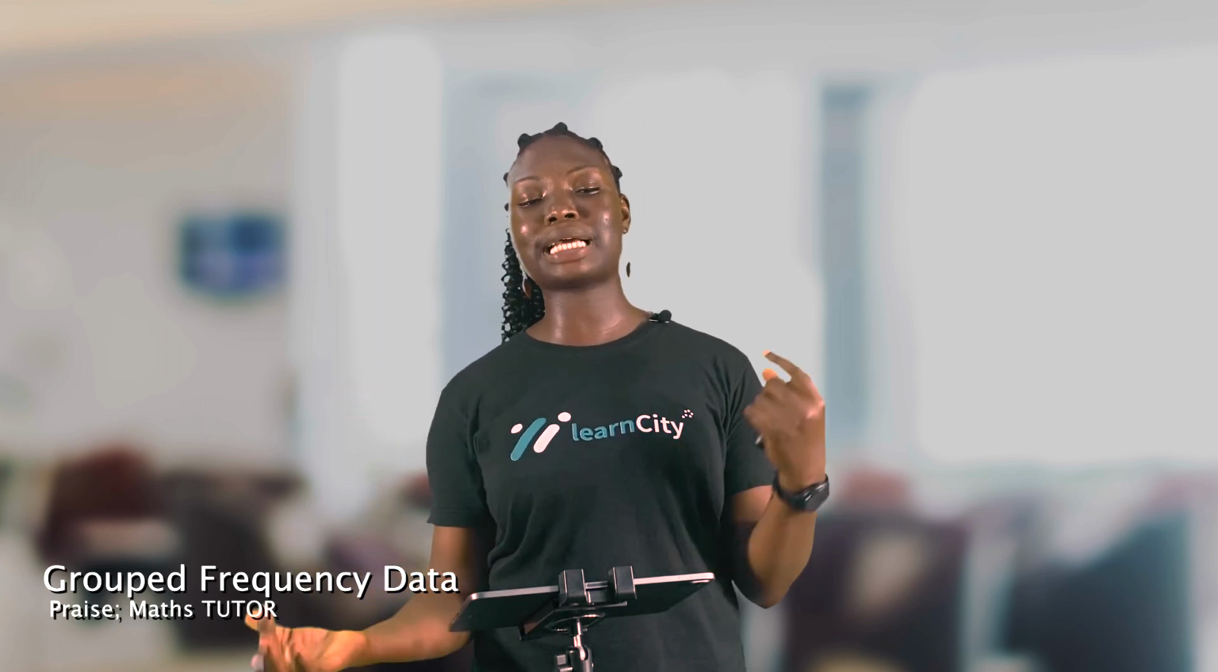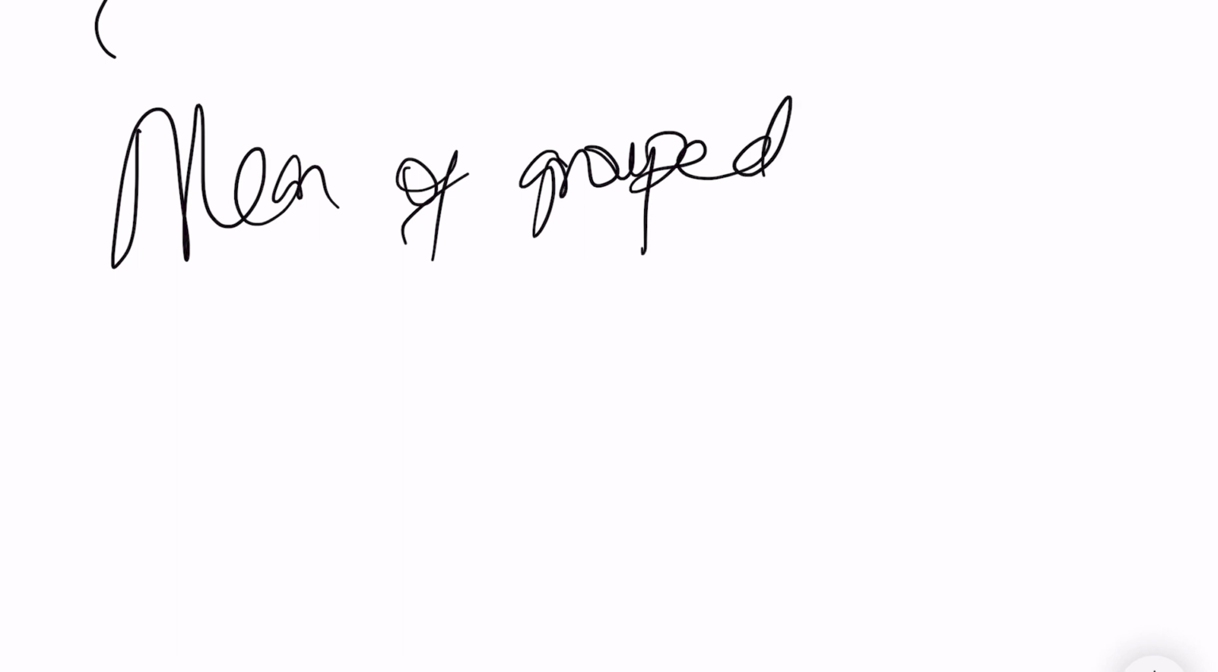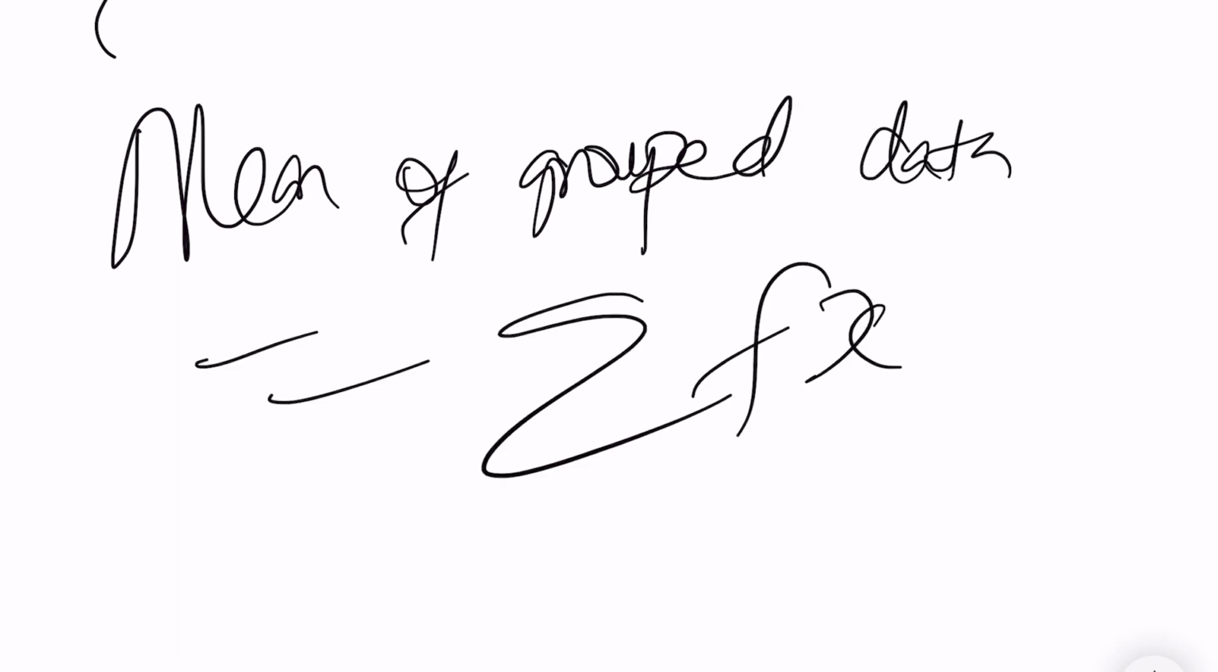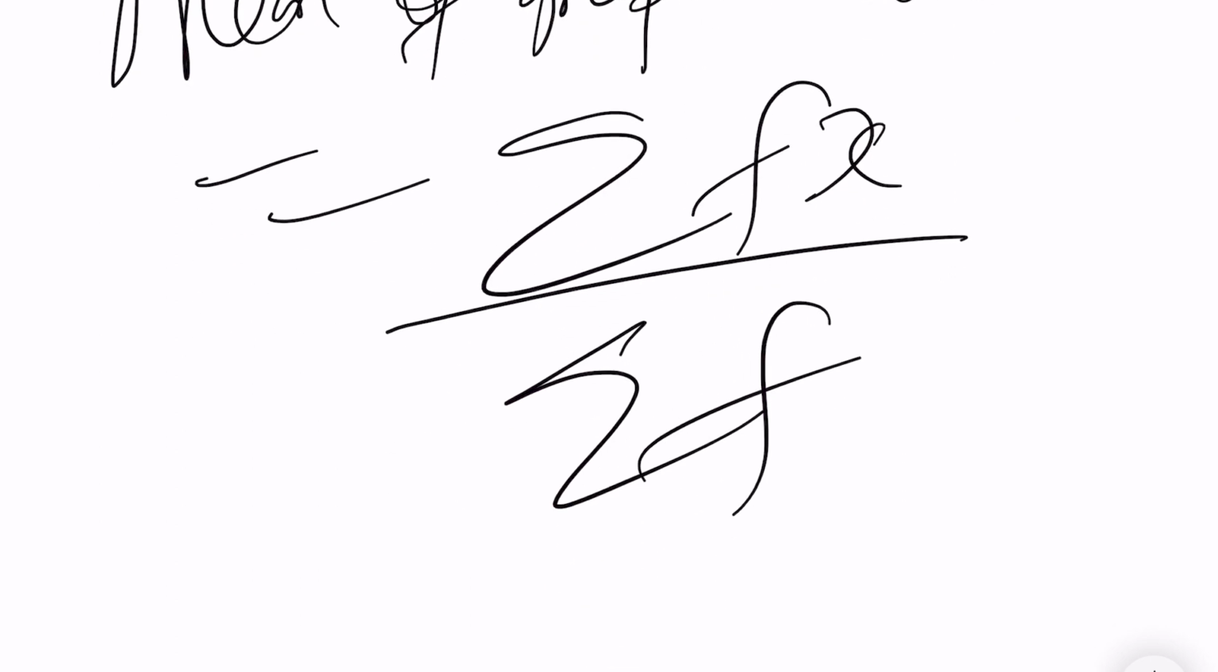My name is Praise, and in today's class we'll be talking about grouped frequency data, where we'll be talking about mean, median, mode, and quartiles of grouped frequency data. Now, in grouped data, the class interval is used for the X column. So we have the mean of grouped data to be summation of fx over summation of f.